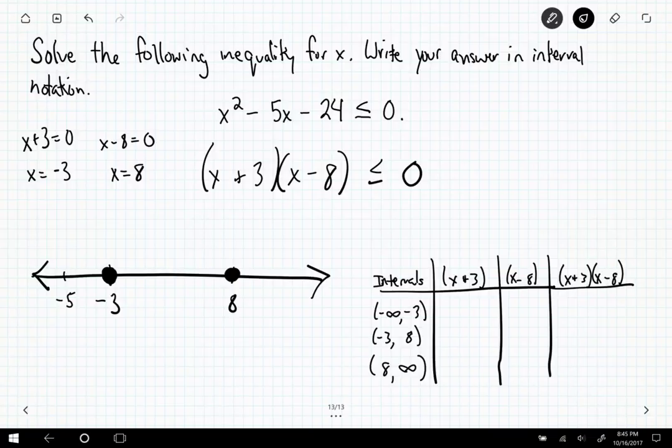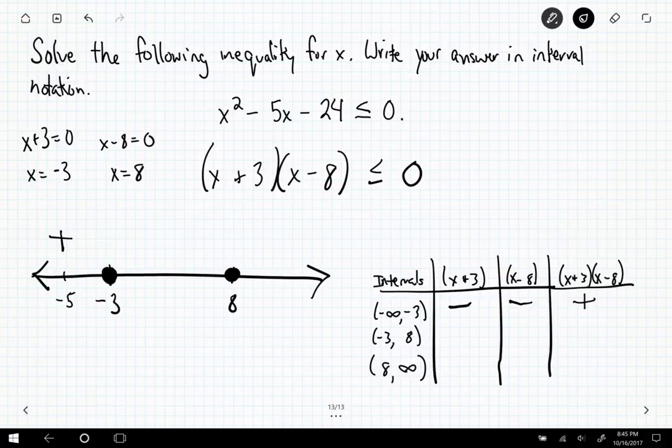So notice, when we plug negative 5 in here, you get negative 5 plus 3. So negative 5 plus 3 is negative 2. Well, all we care about is the negative, right? Plug negative 5 into x minus 8. Negative 5 minus 8, that's negative 13. But all we care about is the fact that that's negative. Now think about this. We're multiplying a negative number with another negative number. What does that make this? Well, that makes our final quantity positive. And so I'm going to indicate that by a positive up top here.